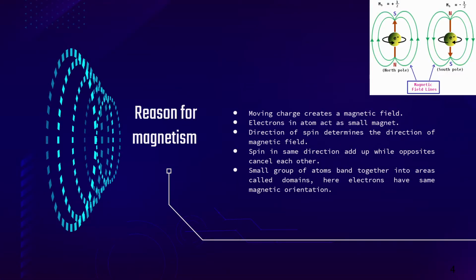Now, the question arises: what causes magnetism? We all know moving charges create a magnetic field. In quantum mechanics, we define a non-classical property called spin. Spin magnetic moment is the magnetic moment caused by the spin of elementary particles. The electron is an elementary spin-half fermion. The direction of a spin determines the direction of the magnetic field. Spins in the same direction add up and opposites cancel each other. We define another term called magnetic domains, which are basically small groups of atoms having the same magnetic orientation.